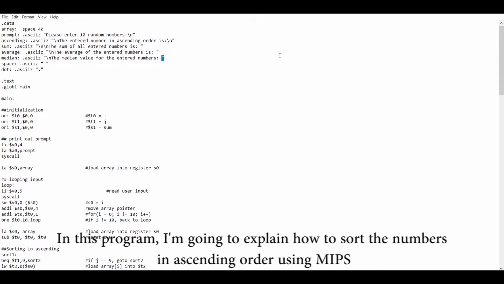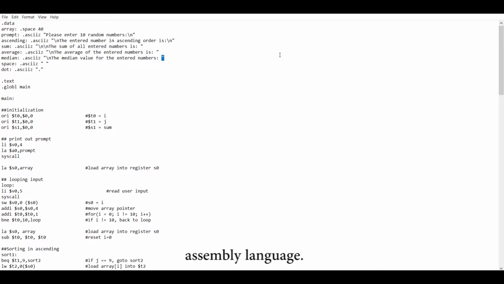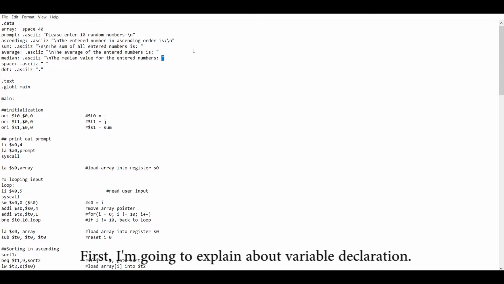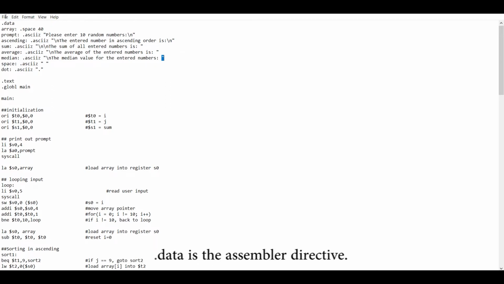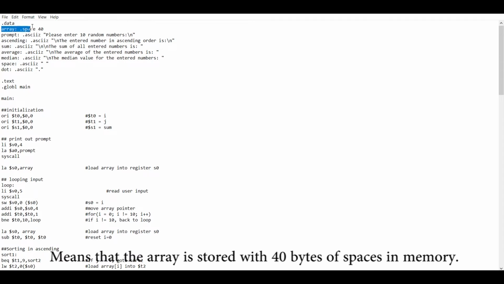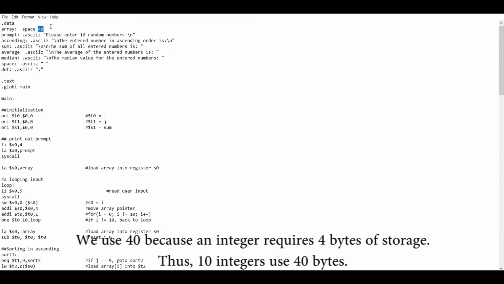In this program, I'm going to explain how to sort the numbers in ascending order using MIPS assembly language. First, I'm going to explain variable declaration. .data is the assembler directive. Array: .space 40 means that the array is stored with 40 bytes of space in memory. We use 40 because an integer requires 4 bytes of storage, thus 10 integers use 40 bytes.